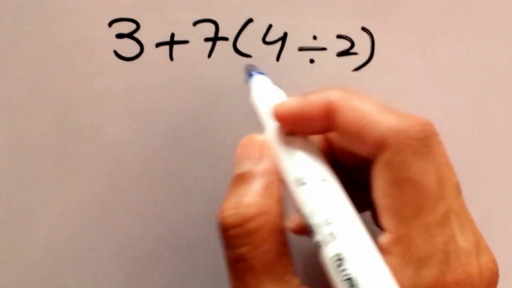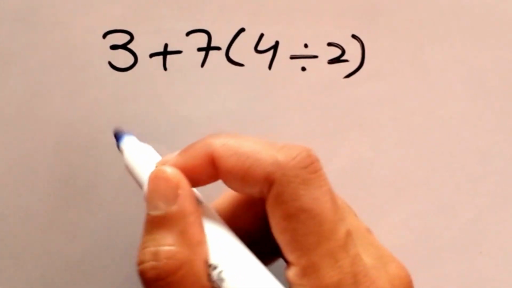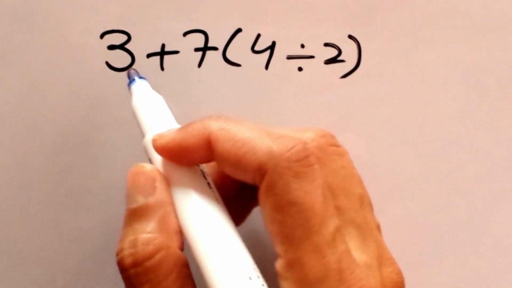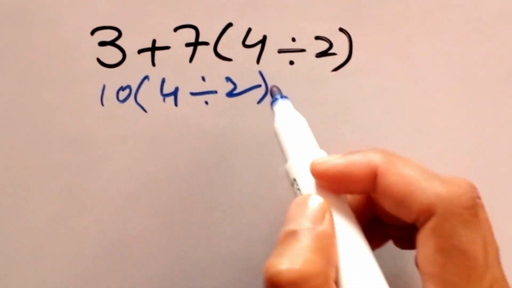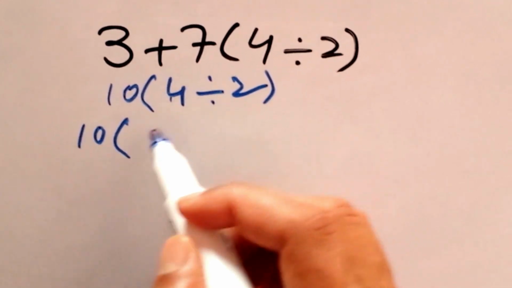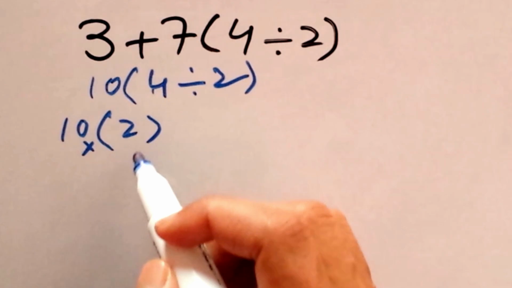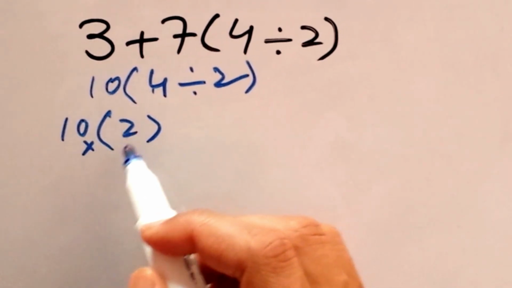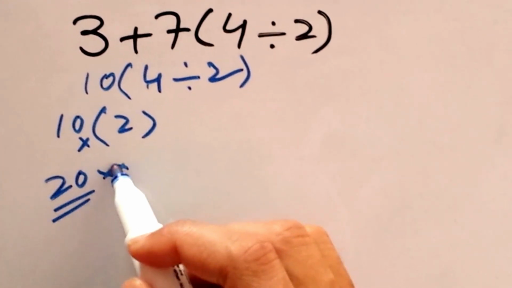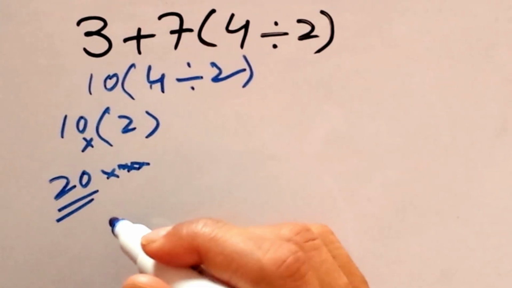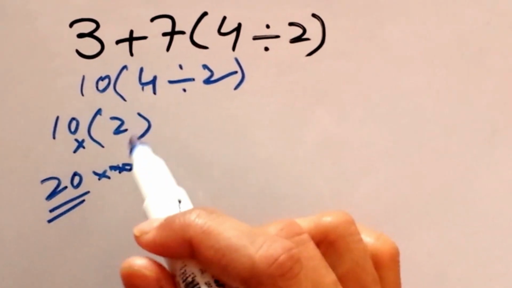We have 3 plus 7 and 4 divided by 2. Okay, some people do go left to right without following the order of operations. 3 plus 7 equals 10, and 4 divided by 2 equals 2. Now here is multiply. So 10 times 2 equals 20. But this is the wrong answer, because multiplication and division should be done before addition, right?